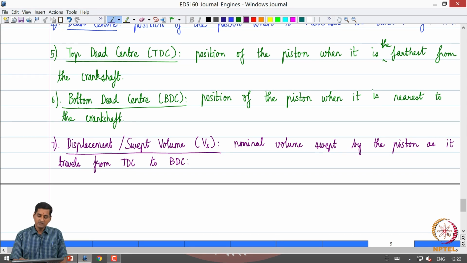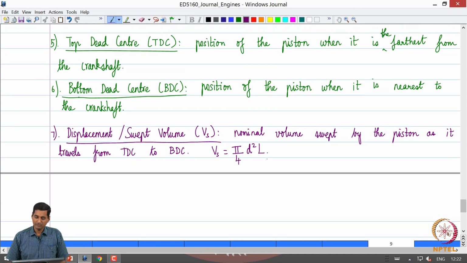Okay. So, we can immediately observe that the swept volume Vs is going to be pi by 4 d squared L. It is a cylindrical volume. So, that is the swept volume.